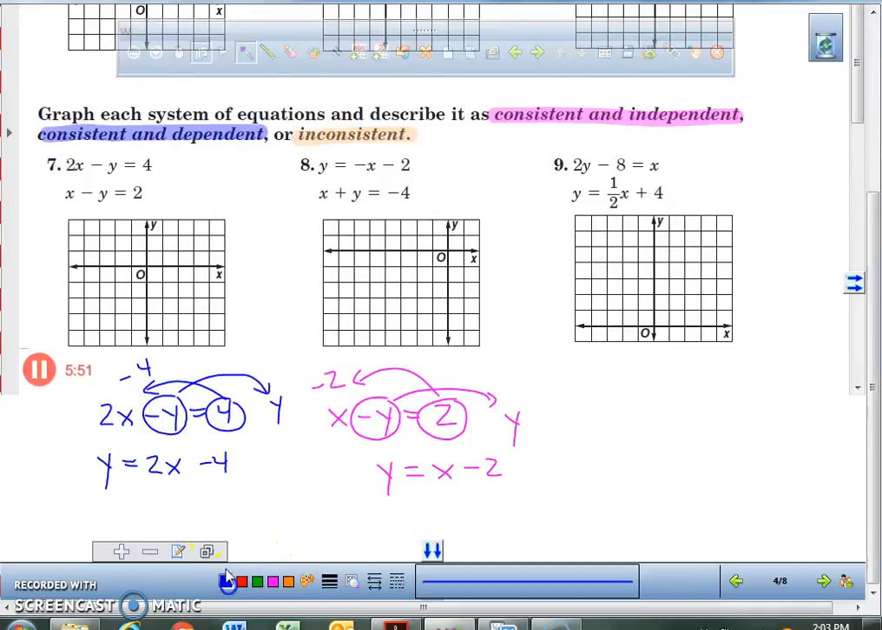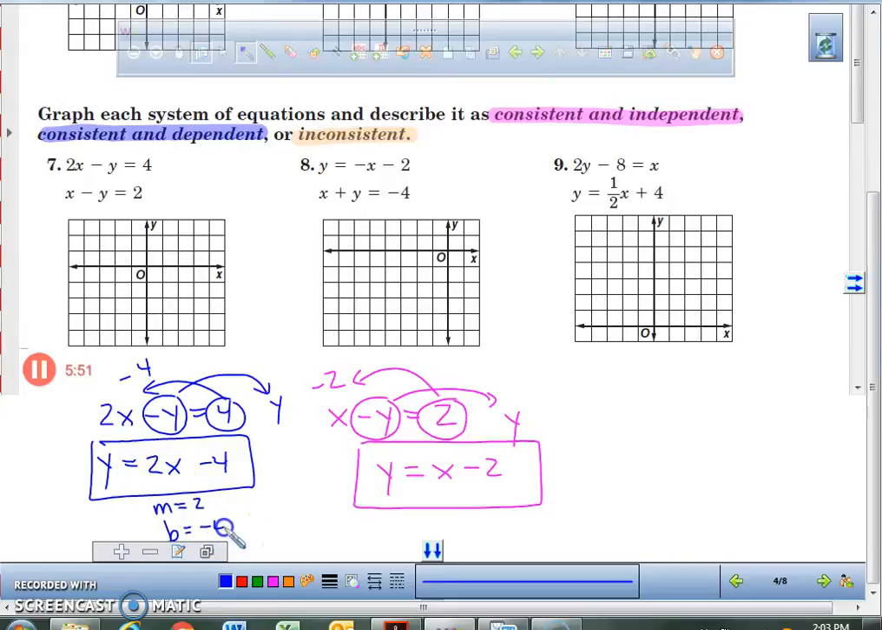Alright? So, we have this equation, 2x minus 4. We have this equation, x minus 2. What's the slope of this guy? 2. What's the y-intercept? Negative 4.